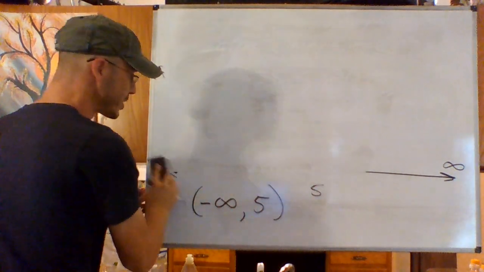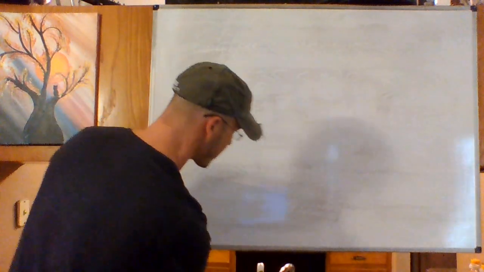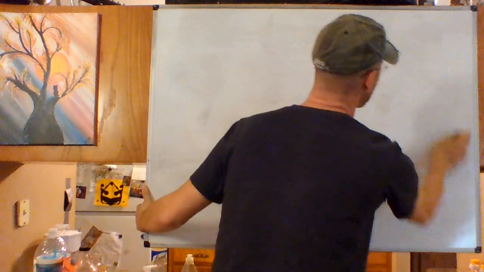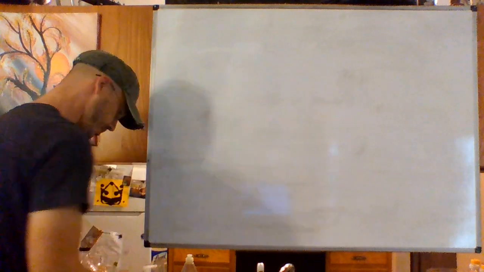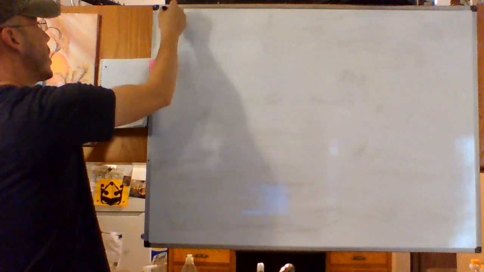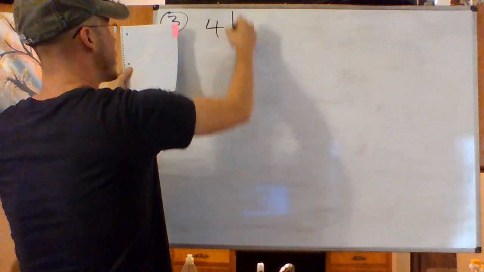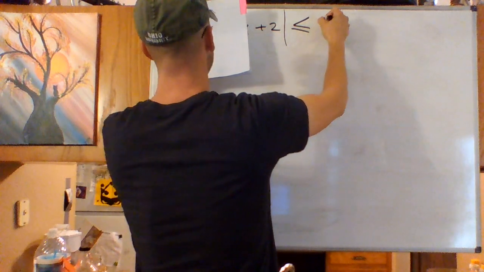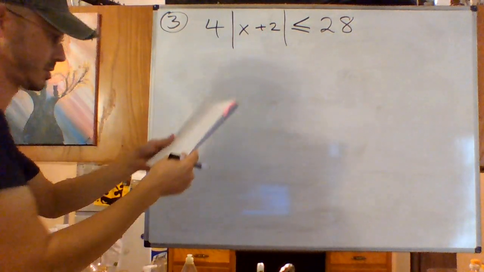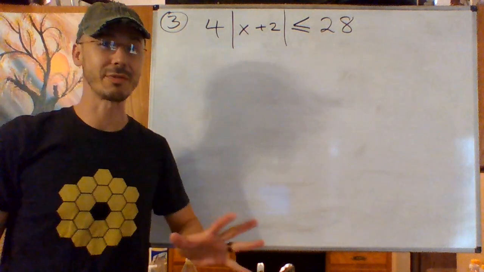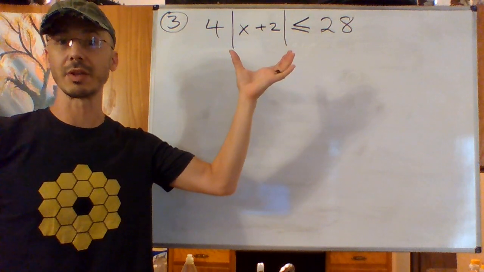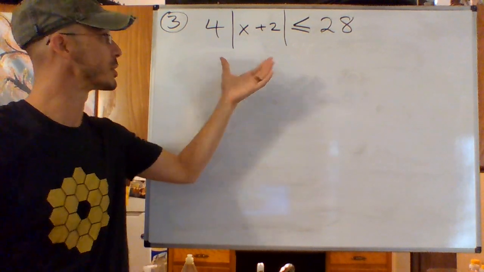The next one that I got is called an absolute value inequality. So for number 3, 4 absolute value of x plus 2 is less than or equal to 28. So this is a different kind of problem. It's an inequality, but it's got that absolute value thing going on, so we're going to have to deal with it a little bit differently.